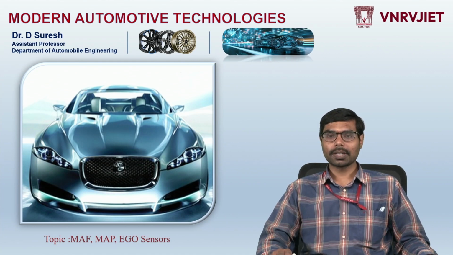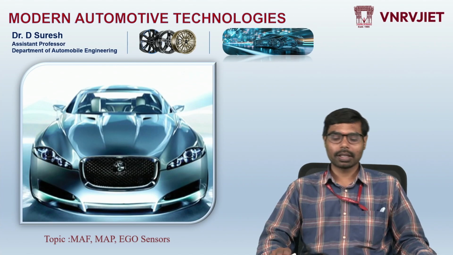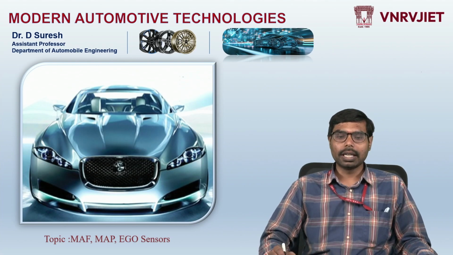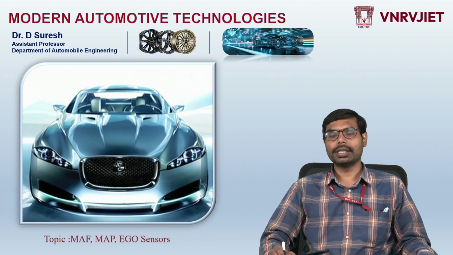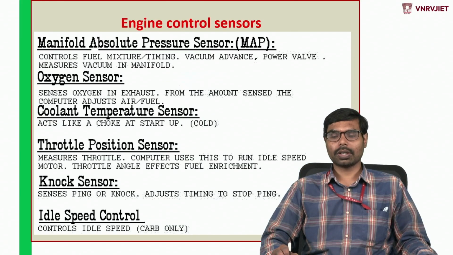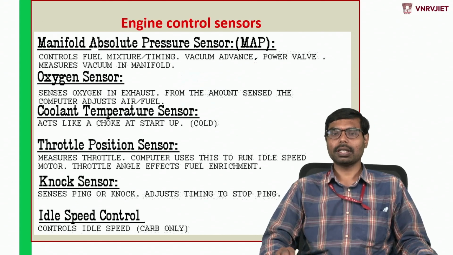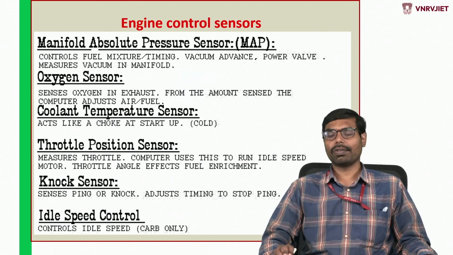So in that concept, we are going to discuss three topics: the mass airflow rate sensor, which we can shortly call MAF, similarly MAP, that is the manifold absolute pressure sensor, and EGO, the exhaust gas oxygen sensor. Okay, so first we will discuss the different sensors. As I mentioned here, engine control sensors. As a part of that, I would like to mention what the different sensors are which we are going to use in the engine, and we will go into the details of MAP, MAF, and EGO.